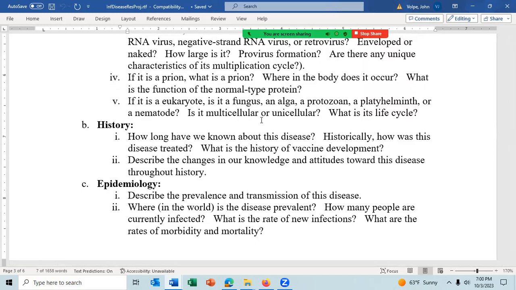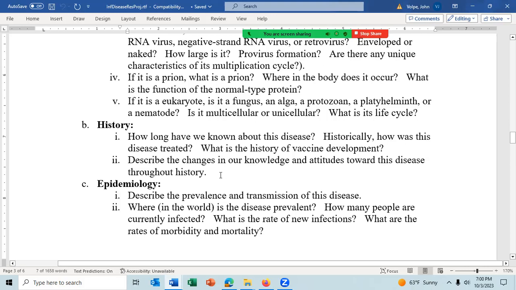Talk about the history. How long have we known about this disease? This should be a separate subheading. How long have we known about the disease? Historically, how was the disease treated? What is the history of vaccine development? If there is no vaccine for this disease, you should simply just state that. Okay? And then describe the changes in our knowledge and attitude towards this disease throughout history.